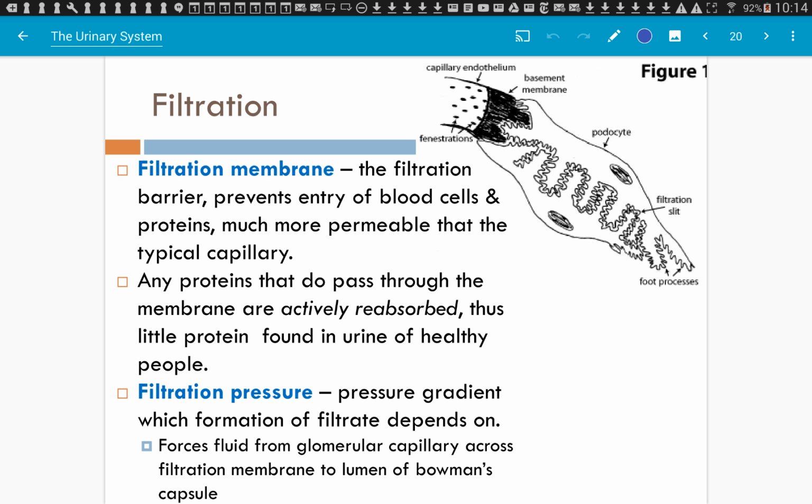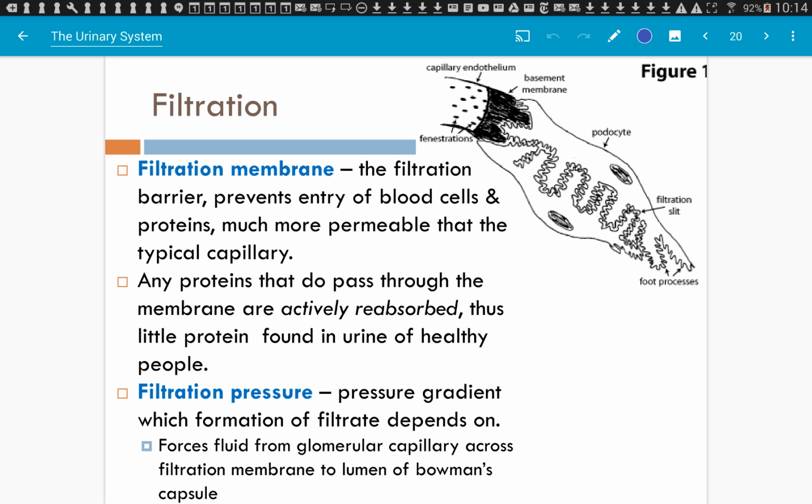So this is that knot of capillaries within the Bowman's capsule. Remember, there's these special cells called podocytes. They wrap themselves around the capillary, and they form what we call the filtration membrane. And they leave these little slits that allow fluid and some of the smaller solutes in the plasma to diffuse out into the glomerulus to form your filtrate. So it makes it pretty permeable.